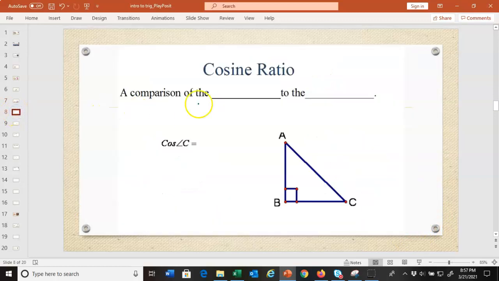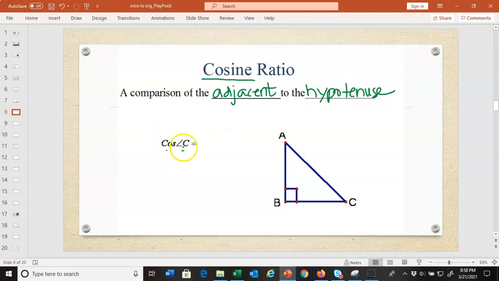Now let's do cosine. So here we go. Here's the whole word spelled out, and then you can see the abbreviation is COS. So again, you'll still hear me say cosine of C. You won't hear me say cos C. It's just kind of like a thing. But cosine is the comparison of the adjacent to the hypotenuse.